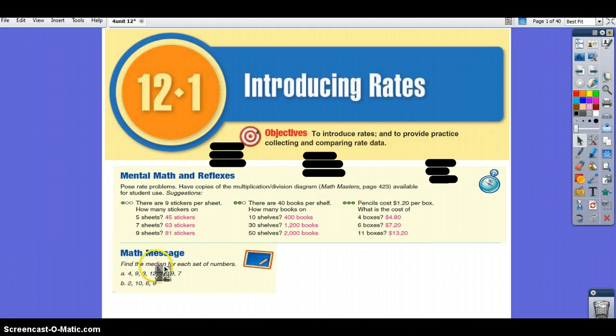Look at the math message below. It says find the median for each set of numbers. And it gives you A and it gives you B. Go ahead and try to do this on your own. Push pause and then go to the next page.